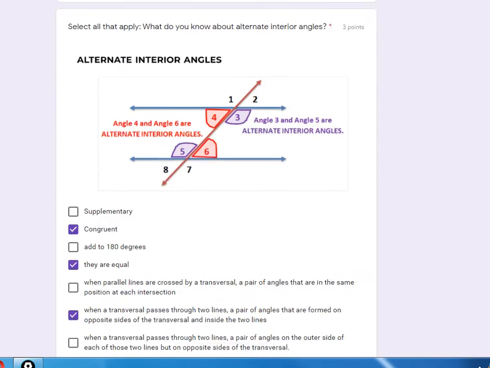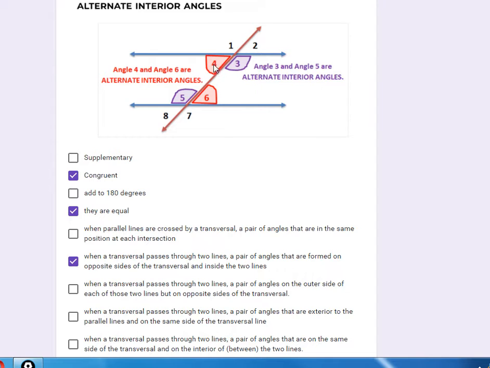Okay, moving along. Alternate interior. So this is saying 4 is equal to 6. So they're going to be the same, congruent, and they will be equal. And when a transversal passes through two lines, a pair of angles that are formed on the opposite sides of the transversal inside the two lines. So opposite sides of the transversal inside the lines that are parallel. So we have the transversal, lines that are parallel, and that are opposite, so alternate, opposite, interior, inside the lines.